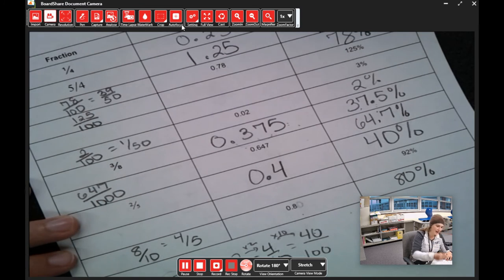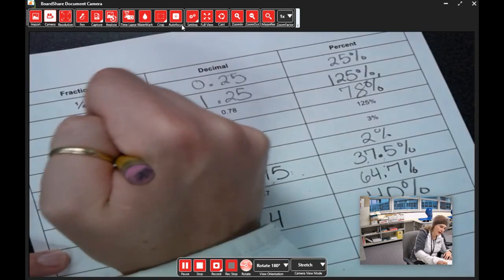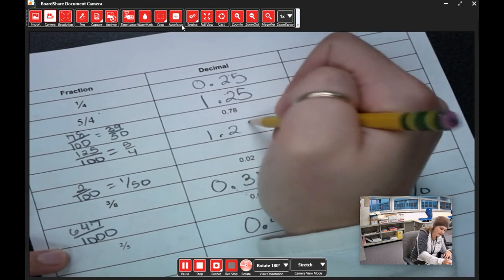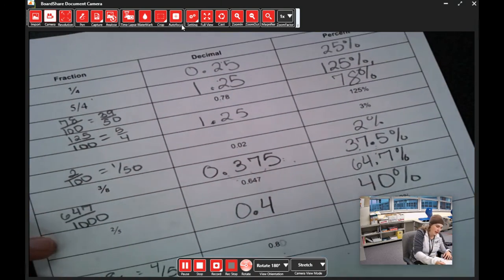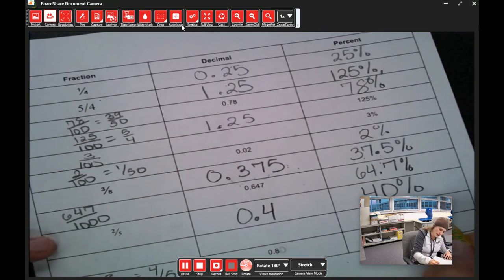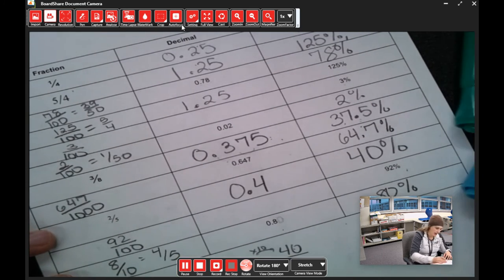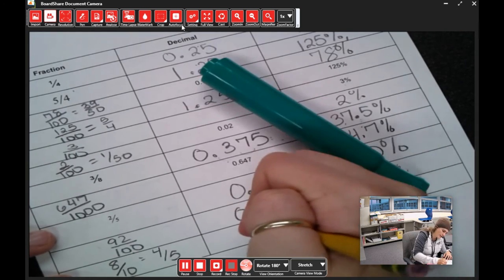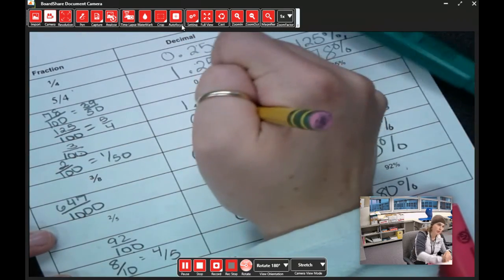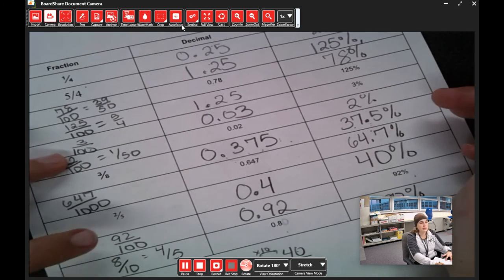Oh, wait, didn't we have that one? We totally had that one, right? So I know right off the bat that will simplify to 5/4 and be 1 and 25/100 as a decimal. All right, cool. 3%, 3 out of 100 is 3%. And 92% would be 92 out of 100. As a decimal, 92 hundredths, 0.92. As a decimal, 3 hundredths, 0.03.